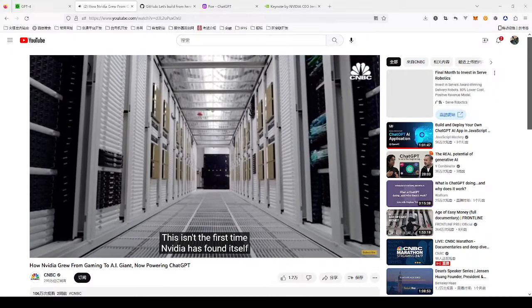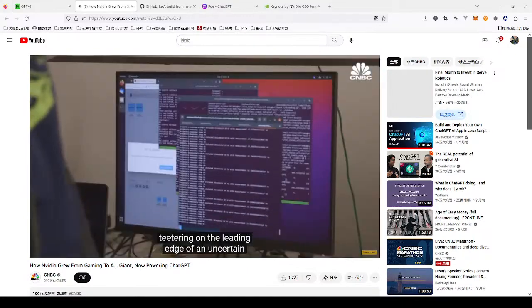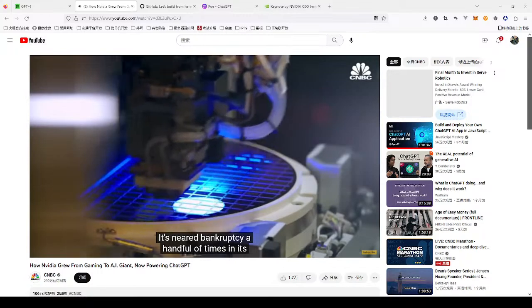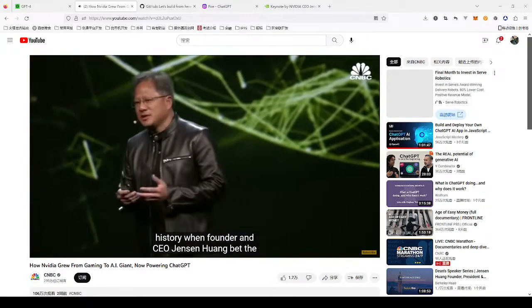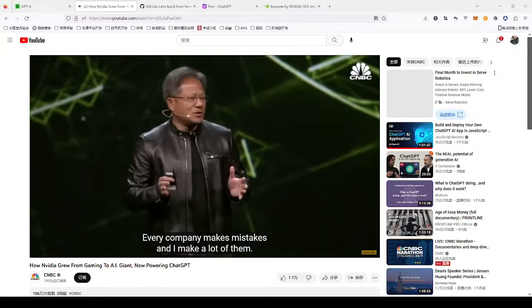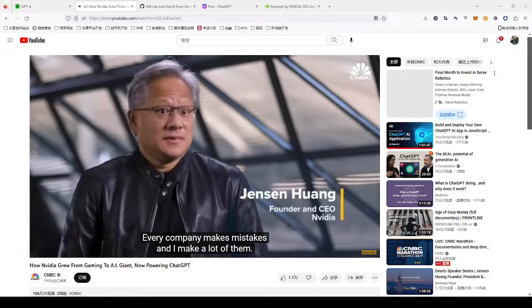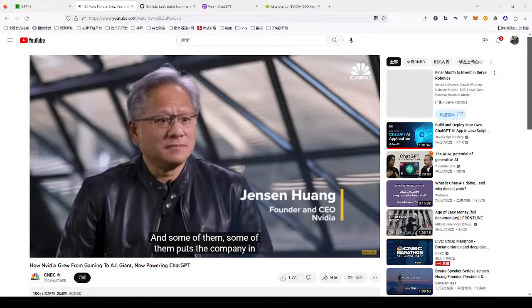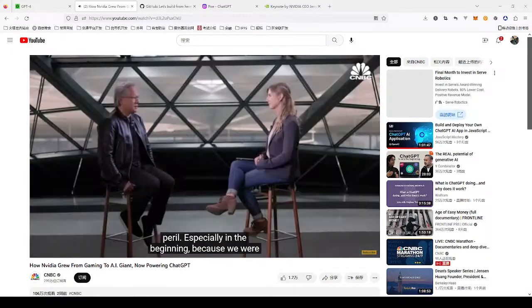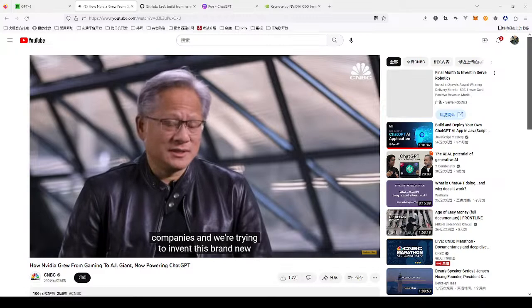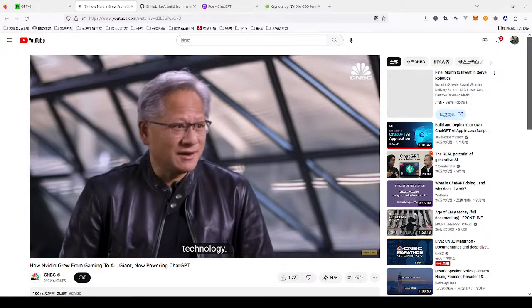This isn't the first time NVIDIA has found itself teetering on the leading edge of an uncertain emerging market. It's neared bankruptcy a handful of times in its history when founder and CEO Jensen Huang bet the company on impossible-seeming ventures. Every company makes mistakes, and I make a lot of them. And some of them put the company in peril, especially in the beginning, because we were small and we were up against very, very large companies, and we were trying to invent this brand new technology.